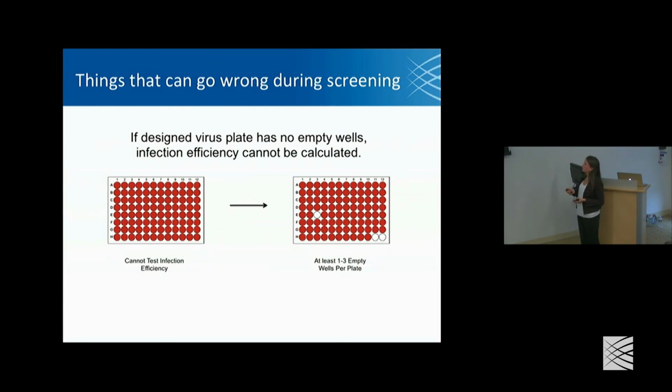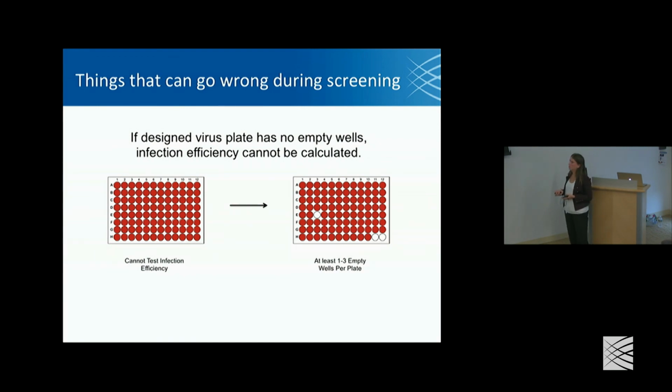So what I'm showing over here is the same exact plate. All the red wells still are wells that will contain virus, but I have left 3 wells in white, which are essentially empty wells. So there will be wells that still contain media, but they actually don't have any virus. So when you're doing your infection, you will have 1 to 3 non-infected cells.